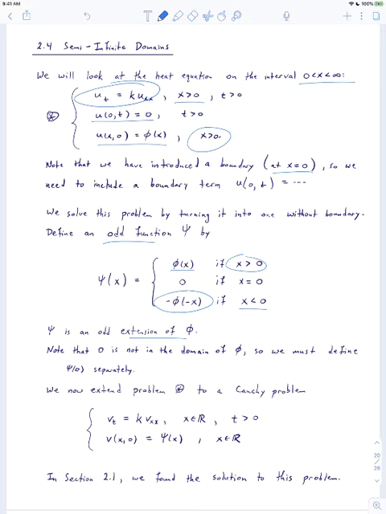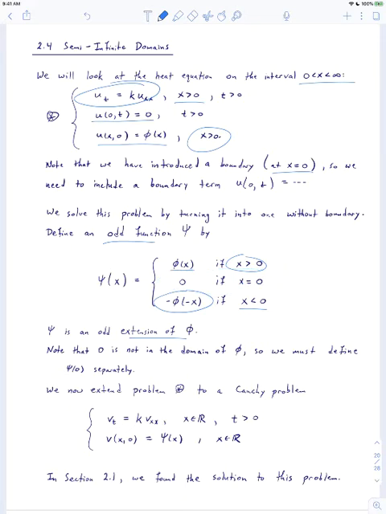Well, we also need to define the function at x equals 0. In order to be an odd function, it's necessary for psi to be 0 when x is equal to 0. We have to add this extra definition in, this extra piece, because phi was not defined for x equals 0. Phi was defined for x strictly greater than 0. So we need to add in this little extra piece here.